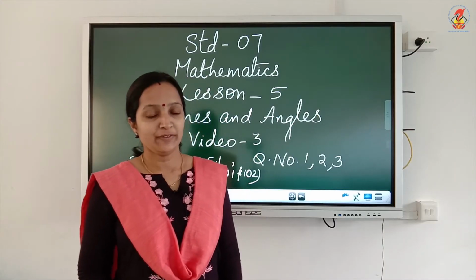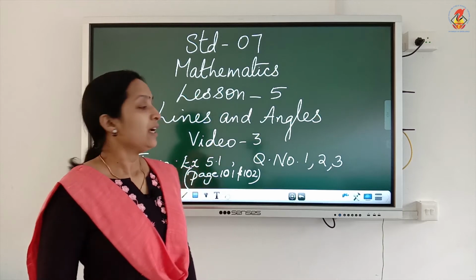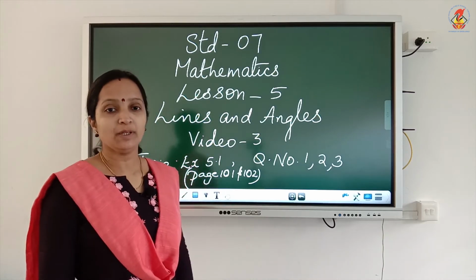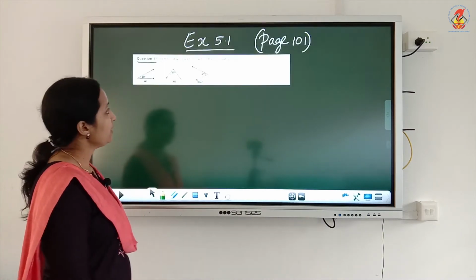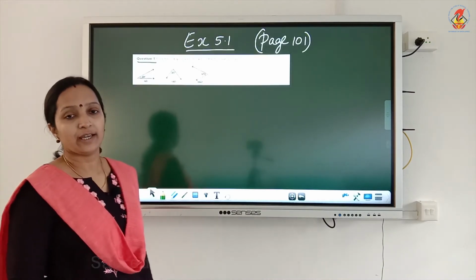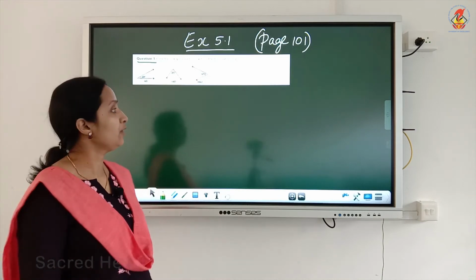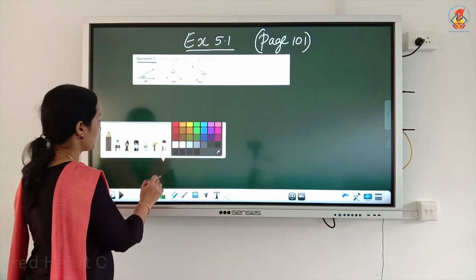Hi children, today we will do exercise questions, okay. Exercise 5.1, question number 1, 2 and 3. So look at the first question. Find the complement of each of the following angles. You have to find the complement of each of these following angles, okay.